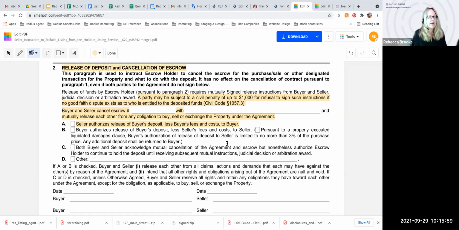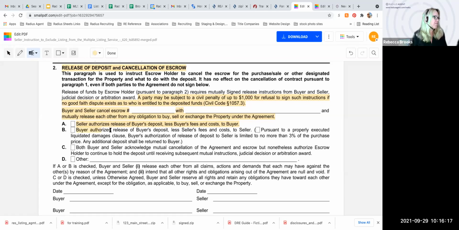So most of the time when the buyer cancels, the buyer gets all their money back. Okay, but they did put this less buyer's fees and costs. And so if your buyer gets concerned about what that means, then you can call the title company and say, hey, are there any fees and costs, right? And so you need to remember, probably not.